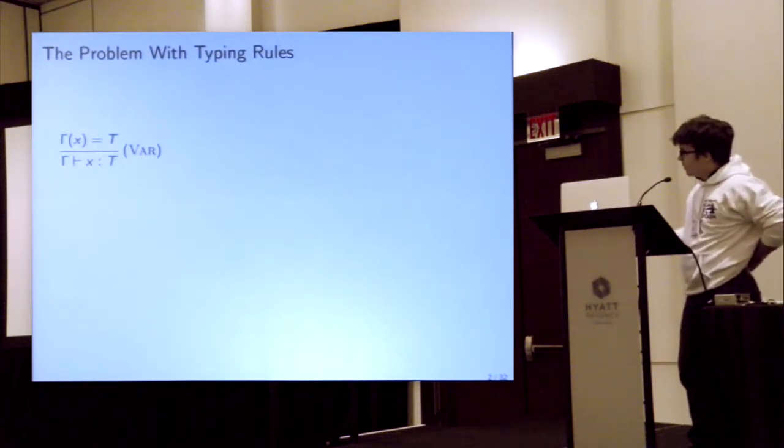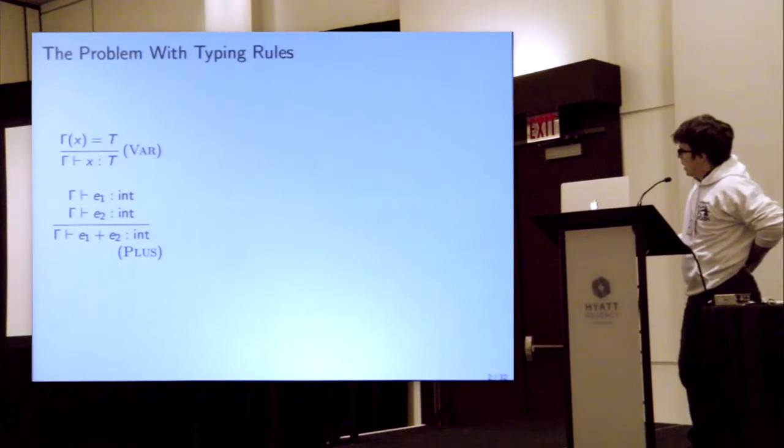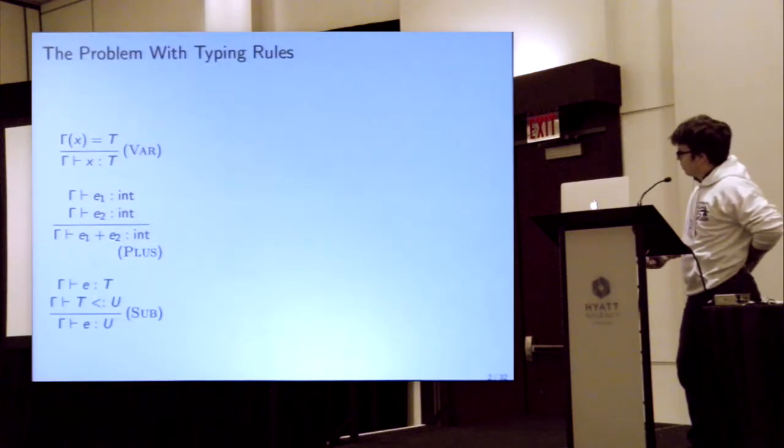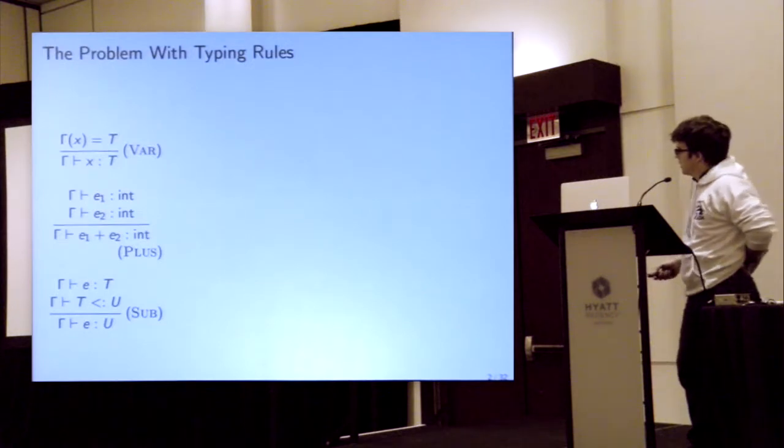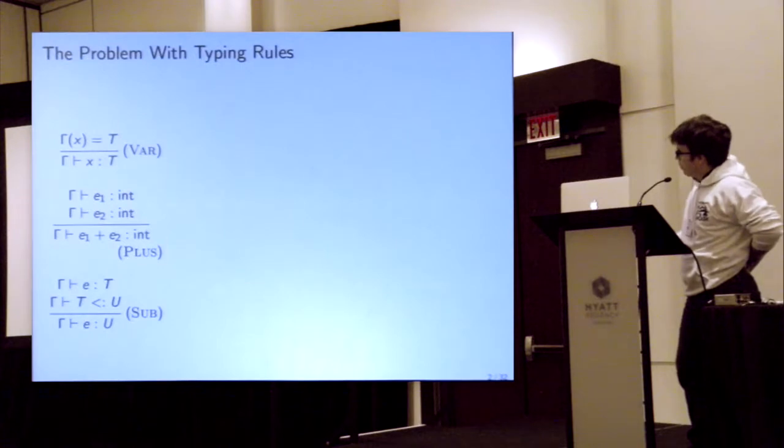So on the left, I will show you 3 simple typing rules. For example, the first rule, this is the rule for typing variables, and to get the type of a variable, you just look it up in the typing context. The second rule is for typing addition, and to type addition, we just type the left and right-hand side. We assert that they're both ints, and then we can say that the whole addition term has type int. And finally, this is a very common rule that's called subsumption, and it says that if we can assert that E has type T, and we know that T is a subtype of U, then we can also say that E has type U.